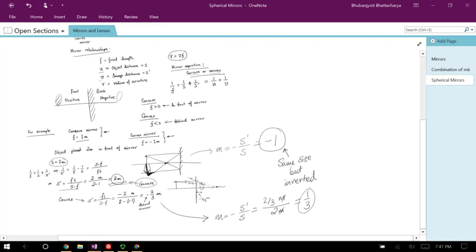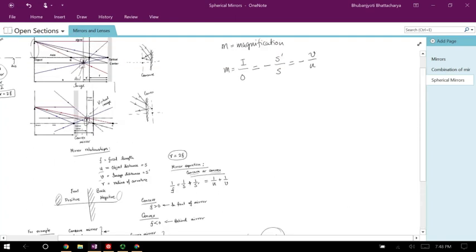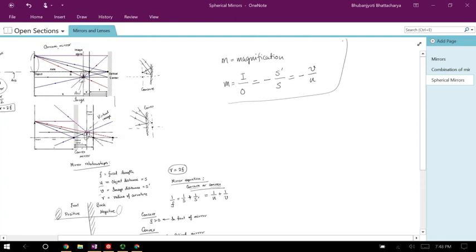This is telling you that the image size will be a third of the object size, but it's going to be upright. So this is telling you upright because of the positive sign in front. So if the magnification is positive, the image is upright. If the magnification is negative, the image is inverted. So this is sort of the idea for solving problems. Okay, so this is all great.